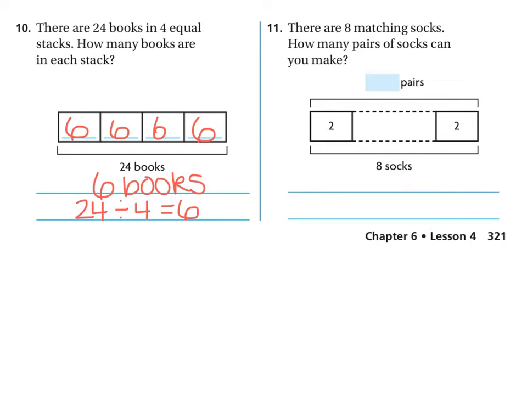The tricky part to number 11 is that they don't tell you very clearly that a pair is 2 socks. They do put 2 in your bar model, but you needed to really pay attention to catch that. So when you're looking at this, you could think of it as a division equation. 8 divided by 2, because pairs are 2, equals 4 pairs.